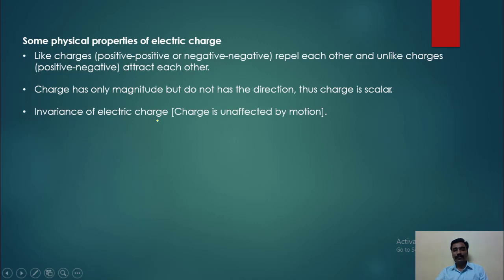Now, invariance of electric charge means what? The motion of a charge cannot change any of its properties. So that's why it is invariance. Charge is unaffected by motion.